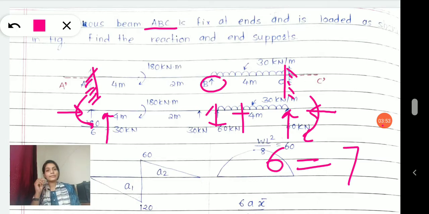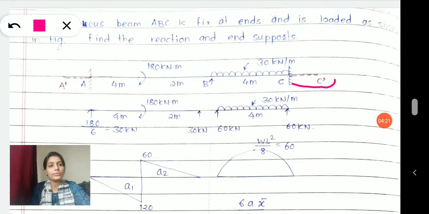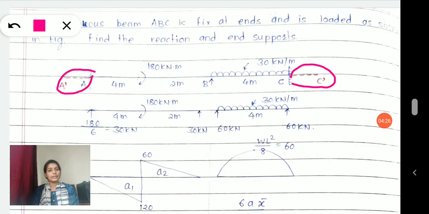It means the fixity already develops a certain number of unknowns, and along with that, the intermediate supports which you have provided add extra unknowns to your system. Therefore, how to analyze this, we will try to understand with the three-moment theorem. Now, you can see here I have shown something with the red pen, the extended region here. Why I have taken that extended region in my diagram, we will discuss.